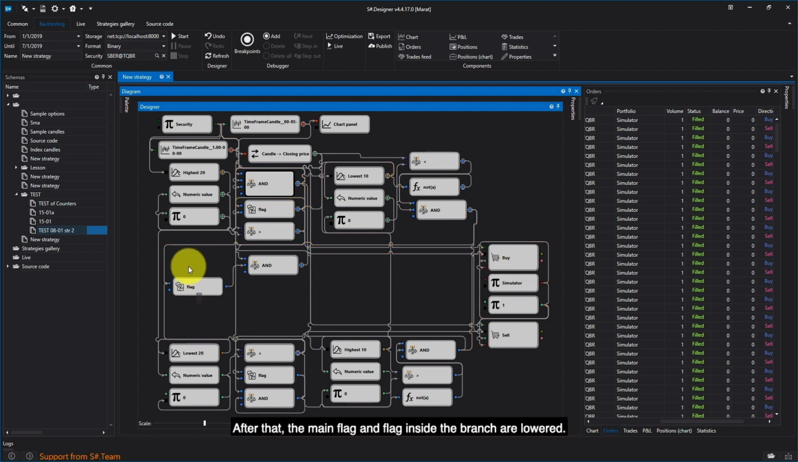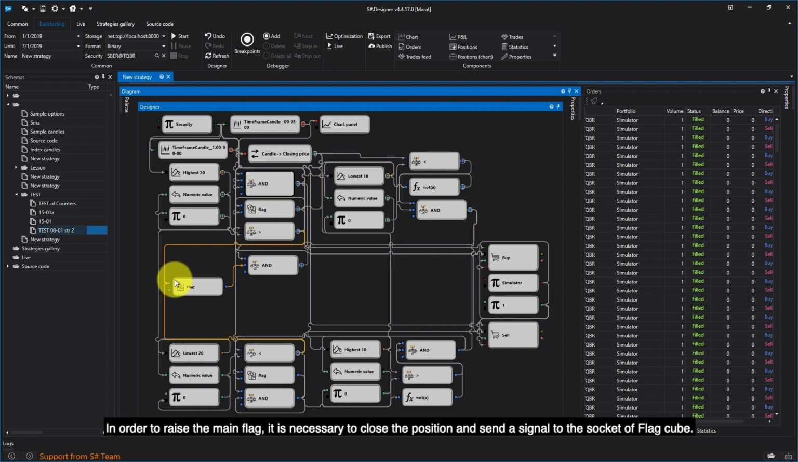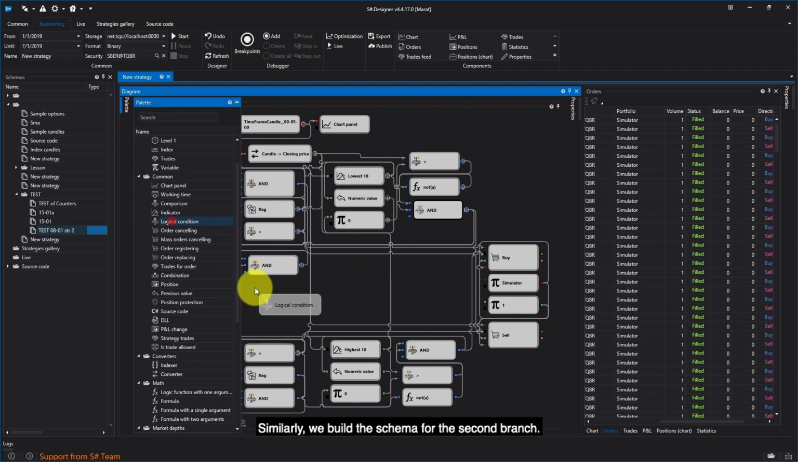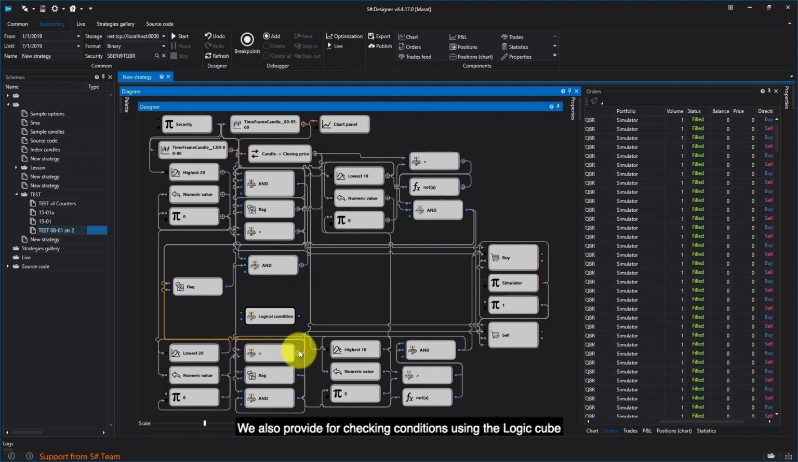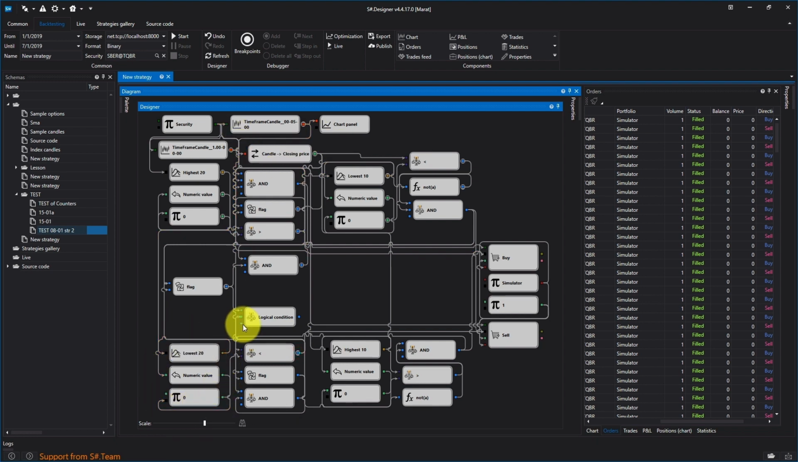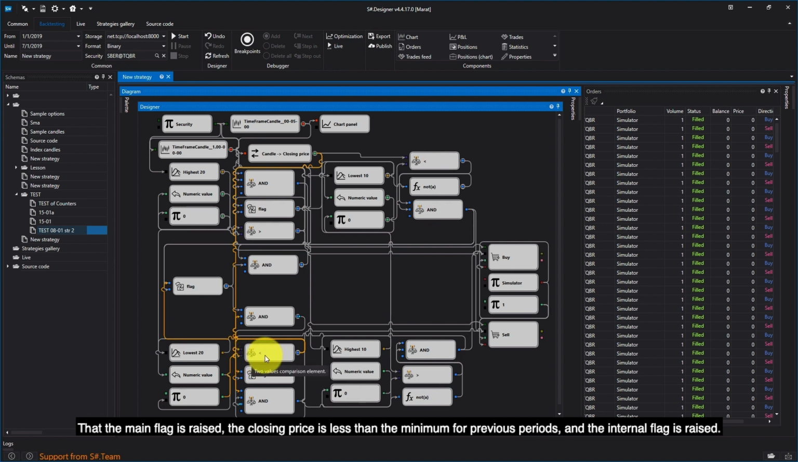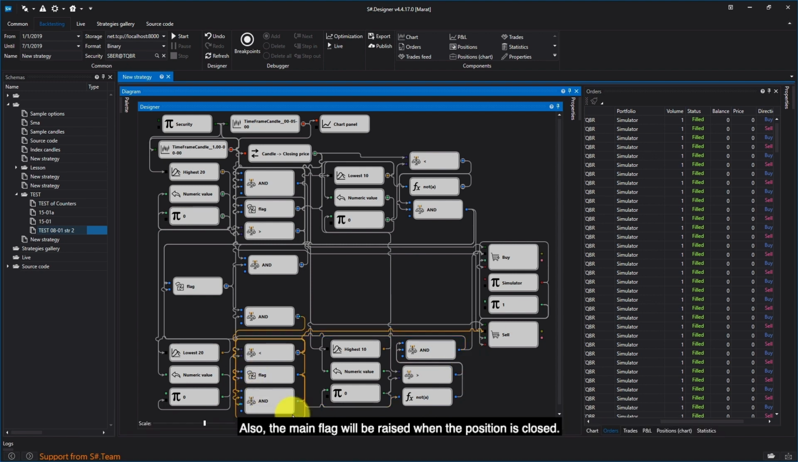After that, the main flag and the flag inside the branch are lowered. In order to raise the main flag, it is necessary to close the position and send a signal to the socket of the flag cube. Similarly, we build the schema for the second branch. We also provide for checking conditions using the logic cube. We connect the cubes to check that all conditions are met: the main flag is raised, the closing price is less than the minimum for previous periods, and the internal flag is raised. Also, the main flag will be raised when the position is closed.